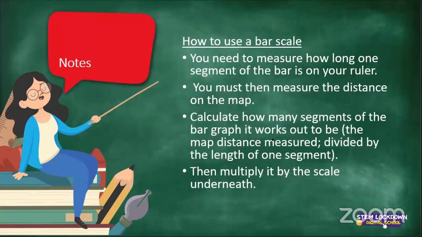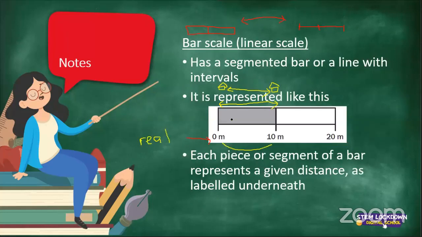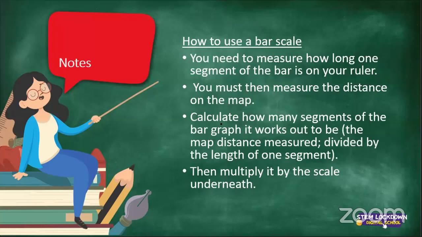But let me continue. How to use a bar scale. You need to measure how long one segment of the bar is using your ruler, right? So in this case, you need to know how long maybe this segment is using a ruler. Remember, I can use centimeters or I can use millimeters. For this example, I'll be using centimeters. Okay, then you must measure the distance on the map. You must measure the map distance, right?